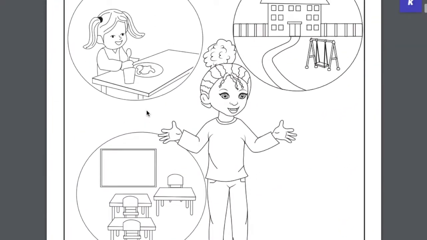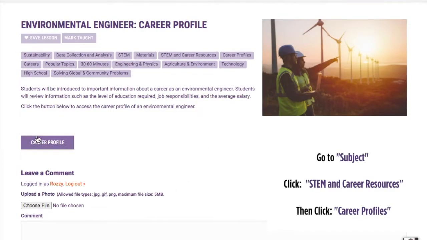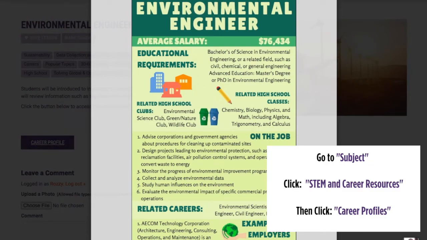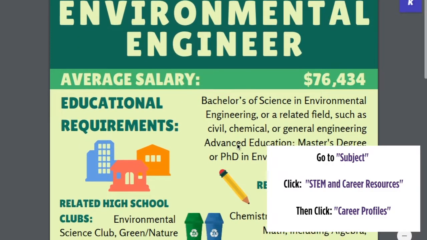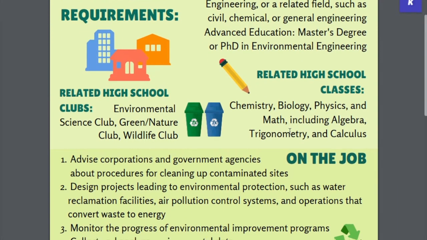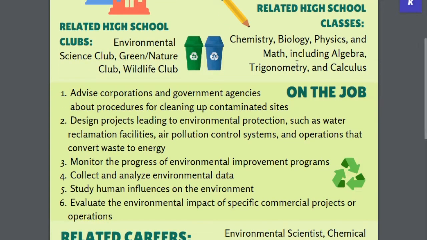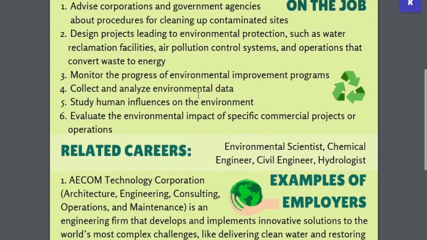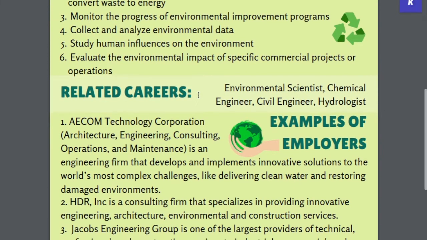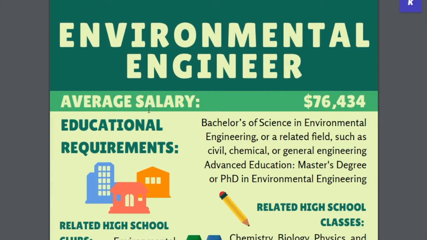And then you have career profiles. Those are going to be for the older grades, so you'll click in there, and they look like this. They're little informational pamphlets, so average salary, educational requirements, related classes. This is good for the upper grades, like 7th, 8th grade before high school maybe, if they're starting to explore what they might be interested in doing. And then just some fun facts. And those are the career profiles.